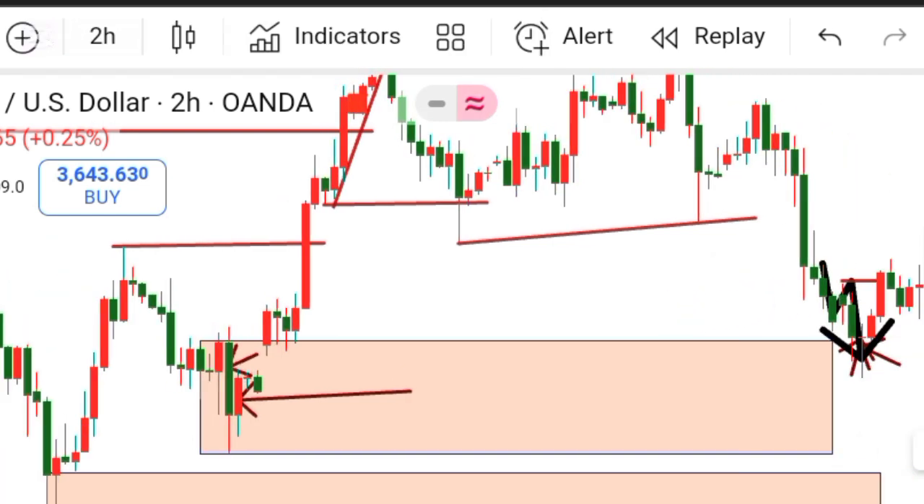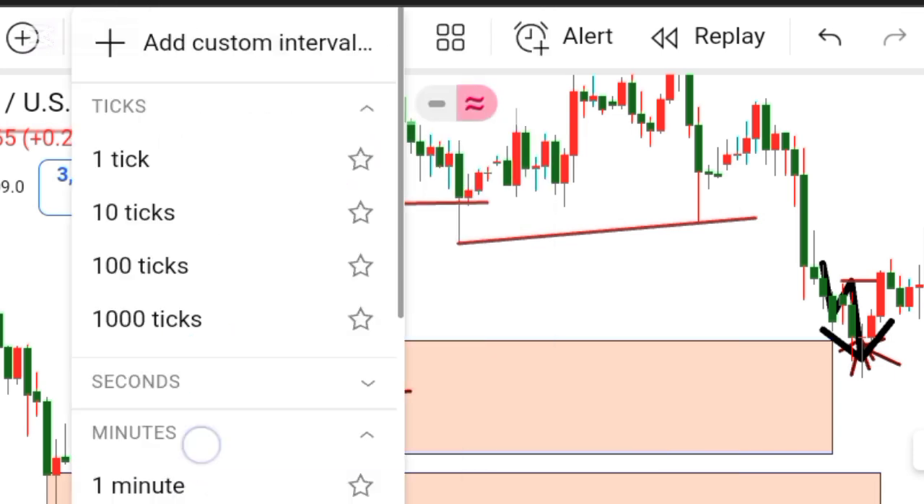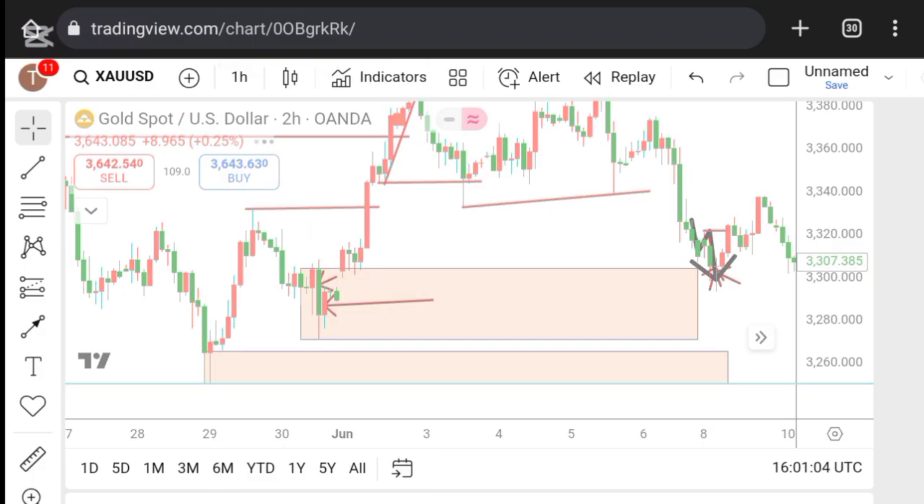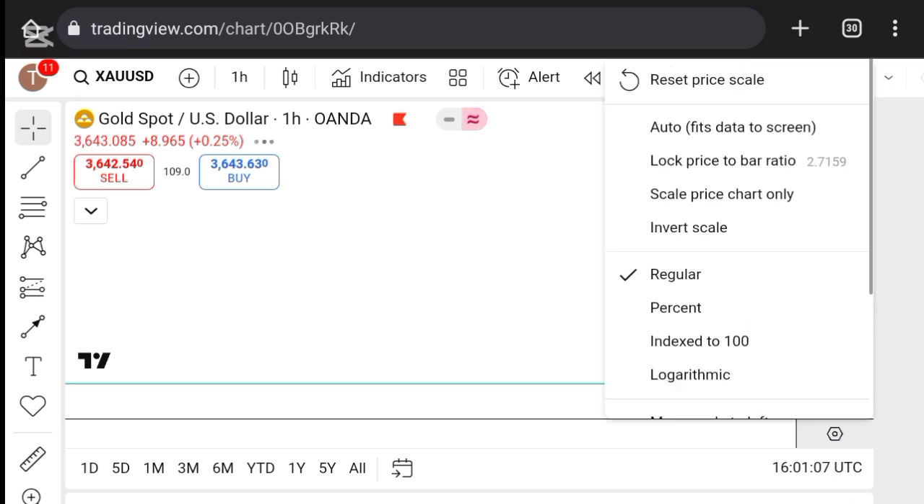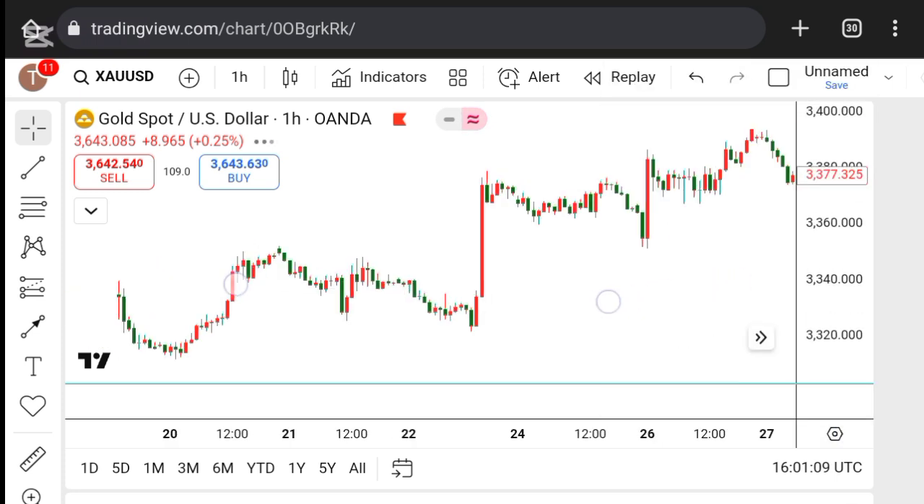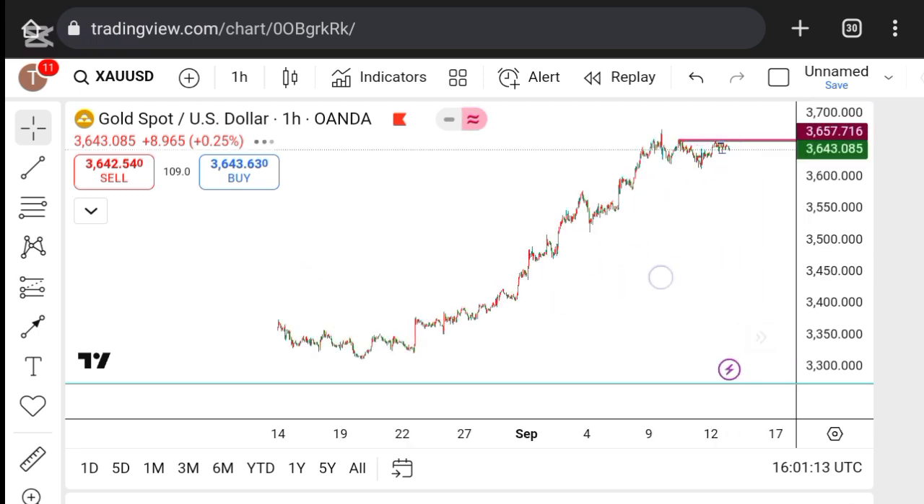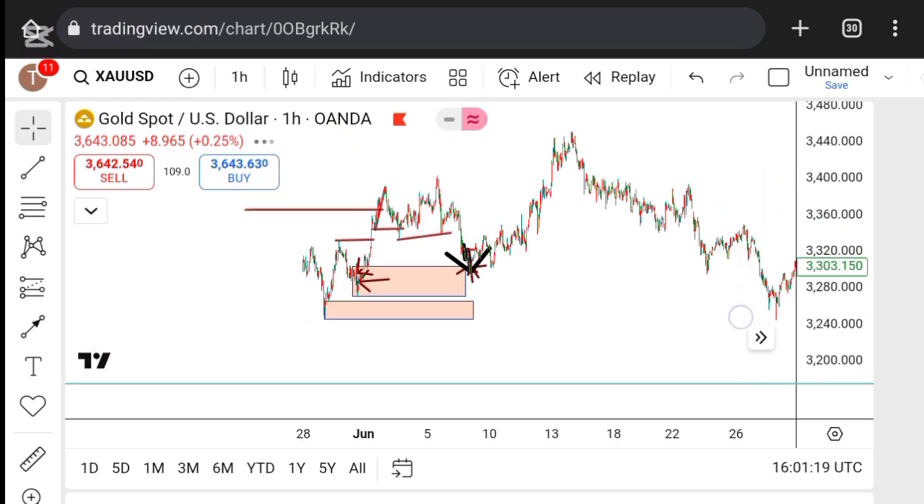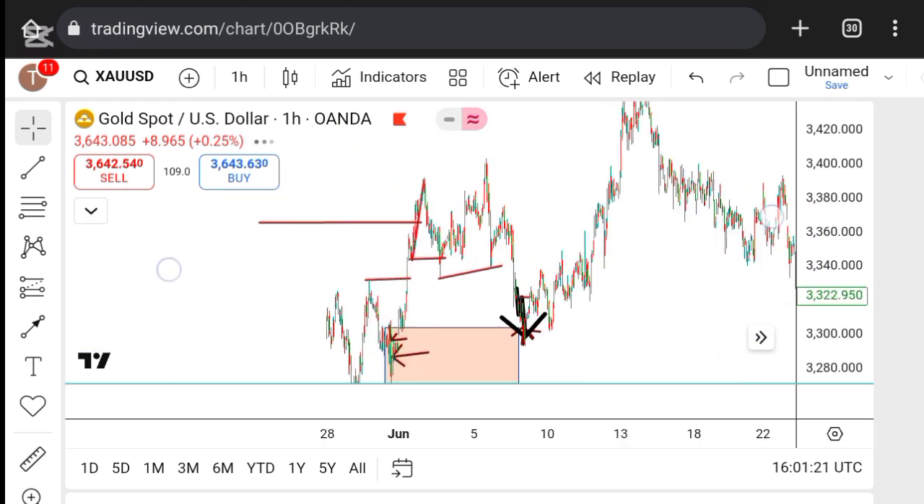You have to move down to your M15, 30-minute or H1. For the sake of this tutorial, I have to stop at H1 and take my trade to the upside. So let us go back to our H1. I don't want to go to 30 minutes charts. I don't want to go to 15 minutes because I do not want the video to be too long. So let's go back to our H1. Let's enter our trade and we are to target the previous high or above.